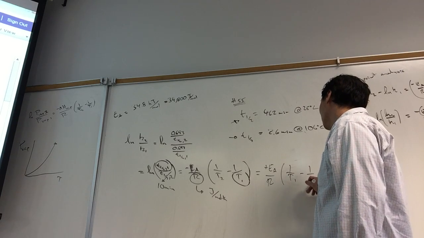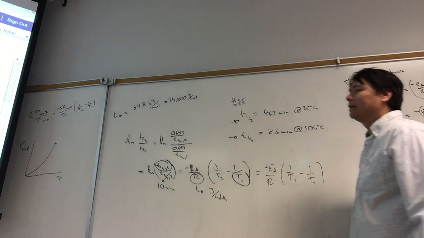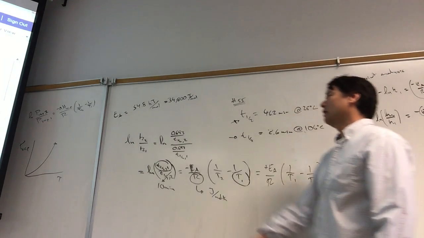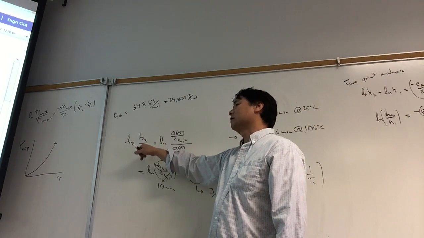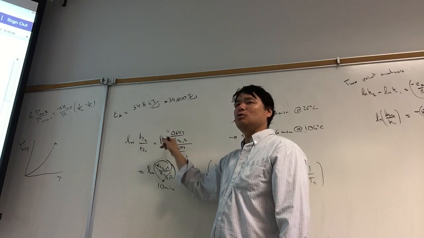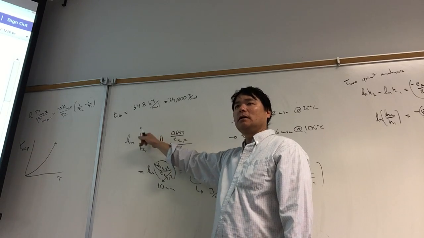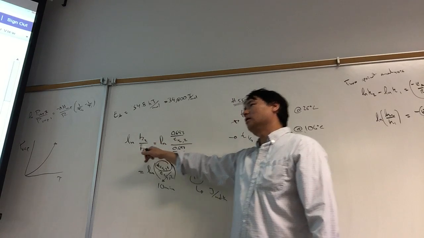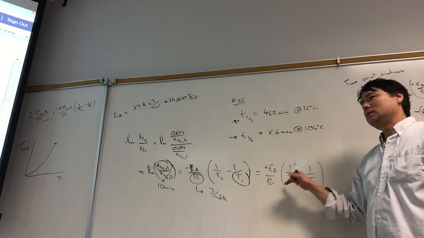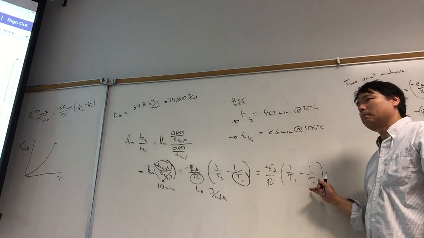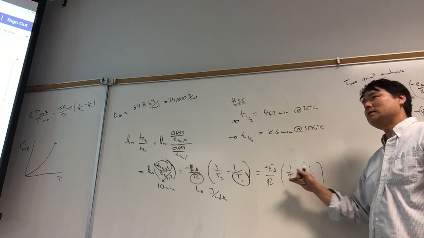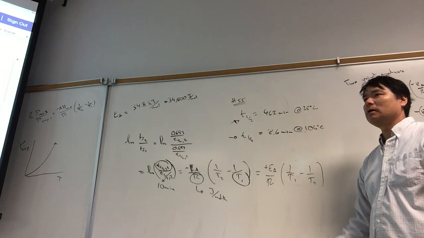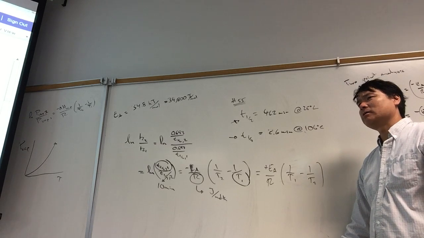T1 minus T2. I don't like that, because when I'm thinking about logs, this is K2 over K1. K2 over K1 is going to be 2 minus 1, always 2 minus 1. So if I have K2 over K1 in the log, then I want to see T2 minus T1. I don't want to see T1 minus T2, because I just memorized the property of logs.